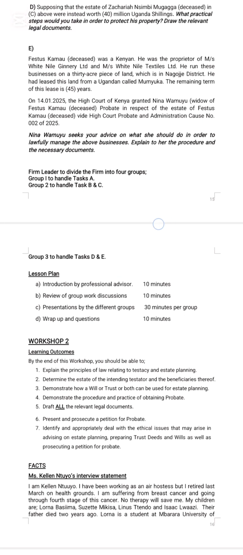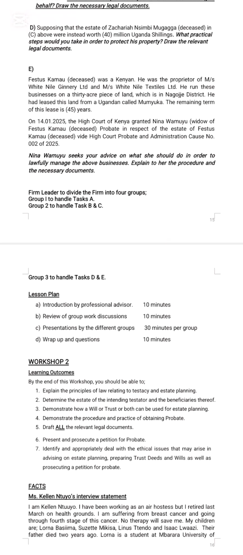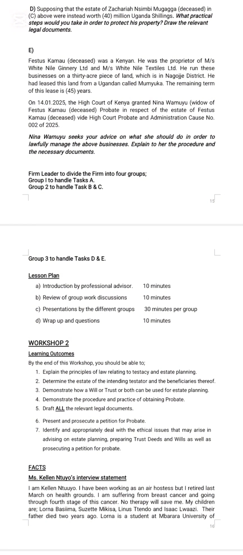Festus Kamua was a Kenyan. He was the proprietor of MS White Nile Guinea Limited, and he ran these businesses on a 30-acre piece of land which is in Ngoje district. He had leased this land from a Ugandan called Munyuka. The remaining term of this lease is 45 years.